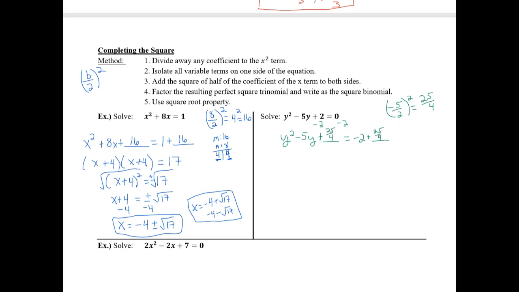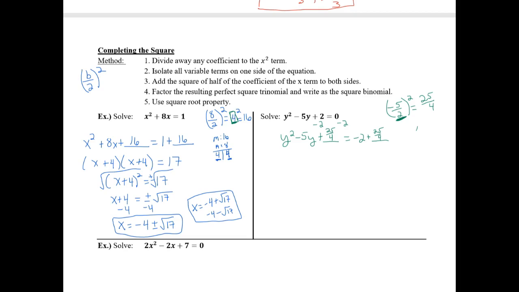Now the left-hand side is factorable, so we're going to factor it into our binomial squared. And my hint to you is it's always going to be that quantity simplified before you square it. So in this case it was a positive 4. So it was 4 times 4 gave us 16, and 4 plus 4 gave us 8. It's going to be negative 5 halves, right?